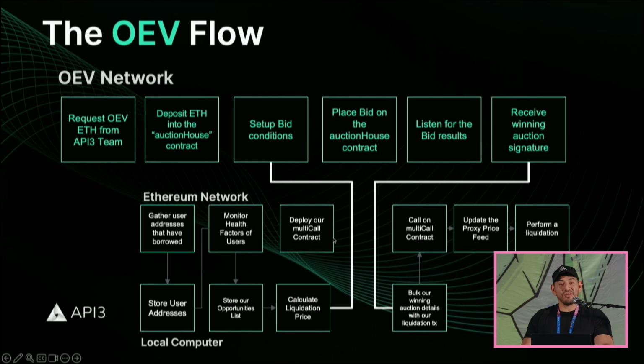So you have to basically stake your ETH on the auction contract to play the game. Once we have our liquidation price, we set up our bid conditions, which is what price we want to update at, what price feed we want to update, what chain we want to update, and a few other factors that don't really matter for the testnet. Then we place our bid, and we have to wait and listen to see if we won that bid.